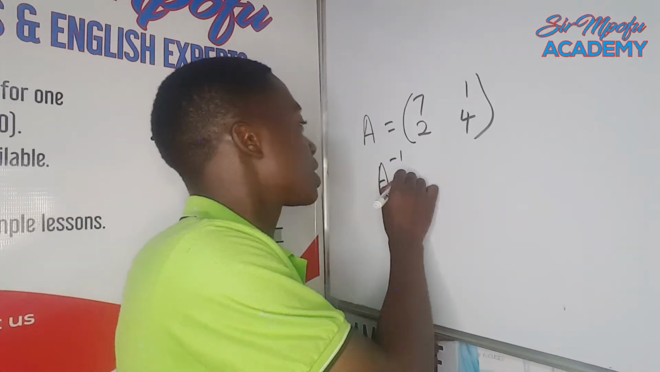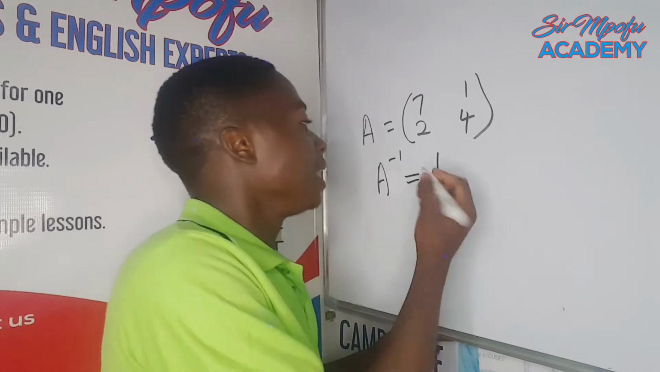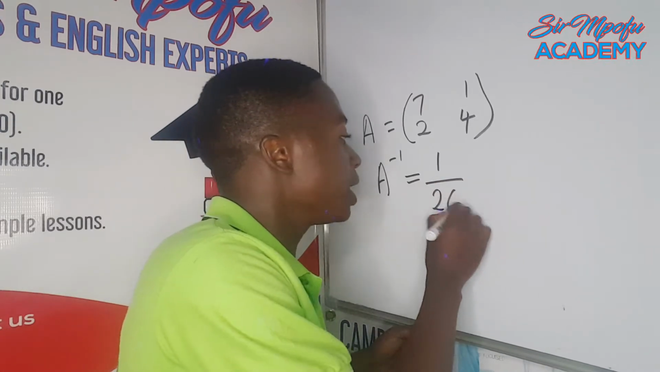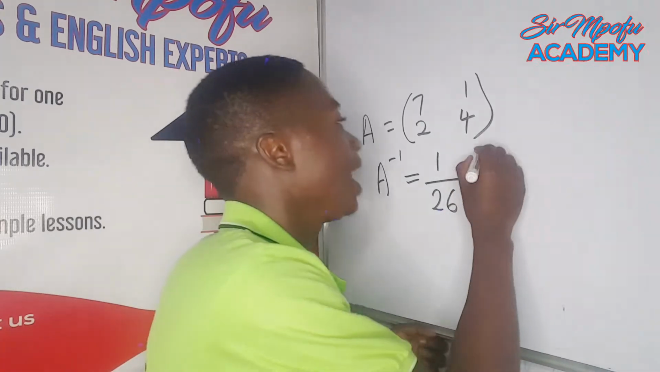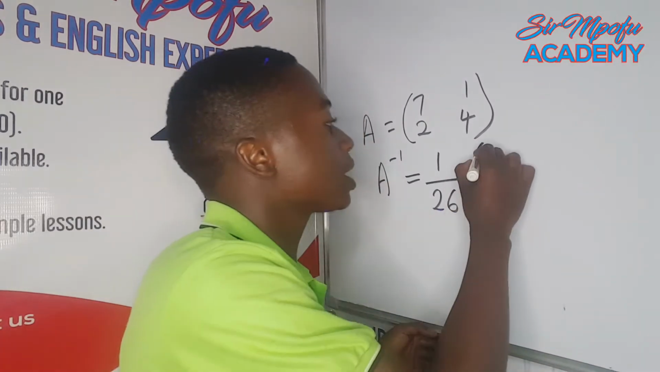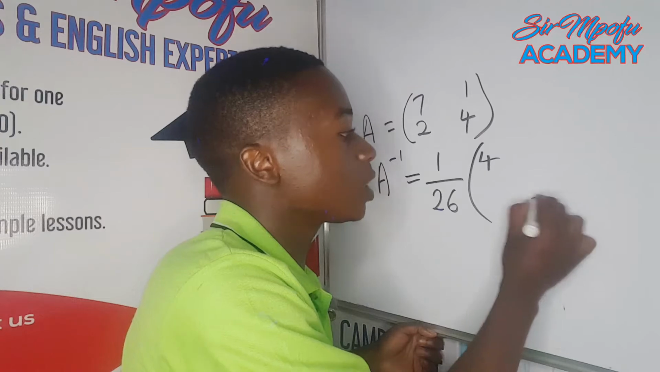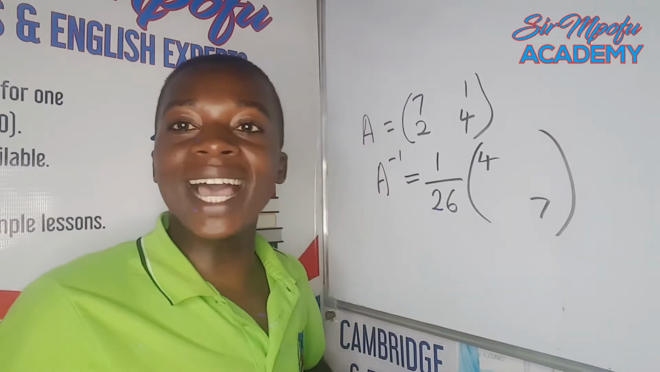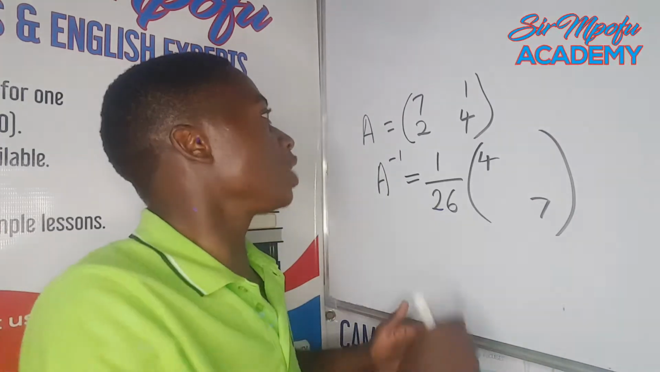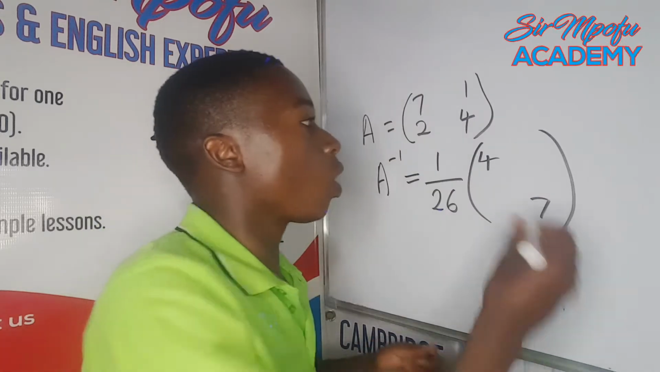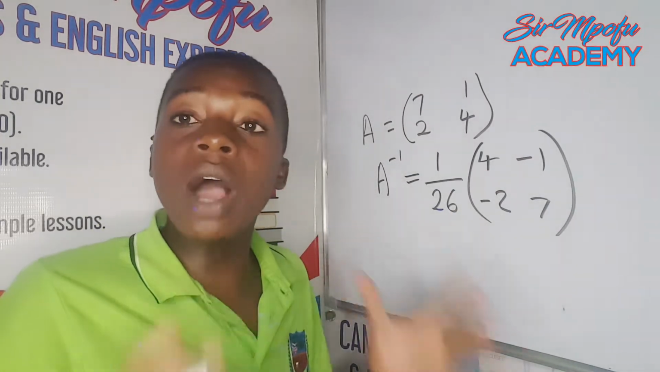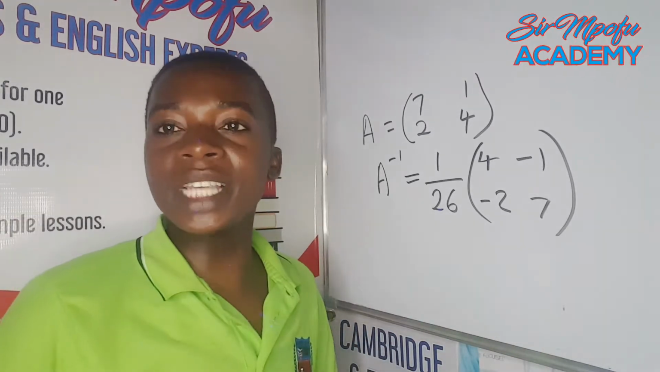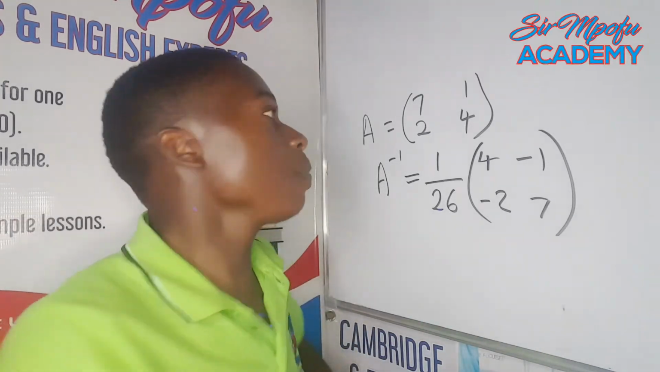So our inverse here is 1 over the determinant, which is 26. So 1 over 26. What do we do inside? A and D are going to exchange positions. So this becomes 4 and this becomes 7. And what is the other thing we are going to do? We are going to change the signs here. So 1 becomes minus 1 and 2 becomes minus 2. That's how you find the inverse. It's very simple and straightforward. Let us do another example.